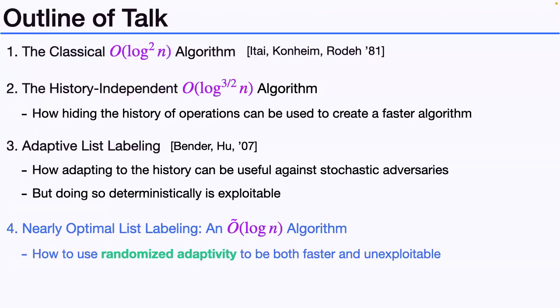Okay, so now we have all the pieces to talk about our algorithm. What we do is build on this idea of adapting to a workload, but we use randomization in order to make it not exploitable. So if you take any 2 words away from this talk, I want it to be randomized adaptivity. I think this is a pretty cool and exciting concept, and I'm hoping we have applications to other problems.